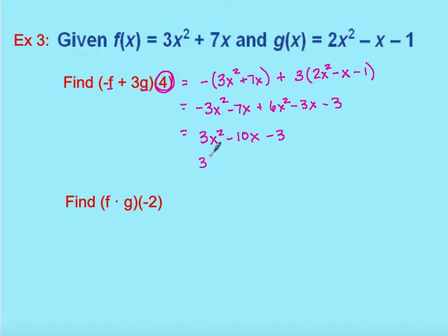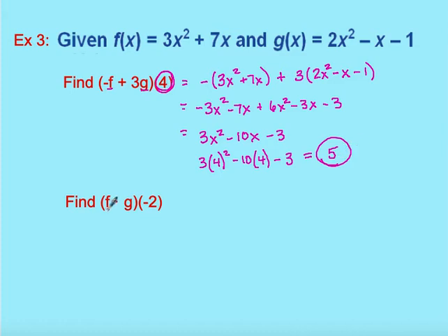So anywhere I see an x, I'm going to replace that value with 4. So I'm going to take 3 times 4 squared minus 10 times 4 minus 3. And when I calculate that out, that simply will give me 5. So remember, when I'm looking for a function of a constant, I'm going to get a constant in return.